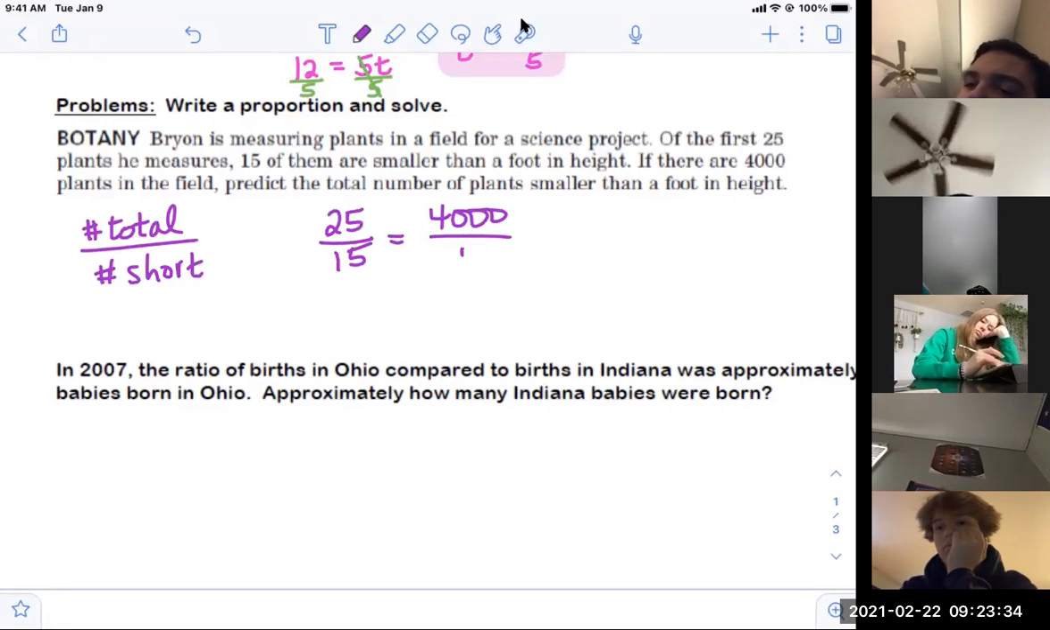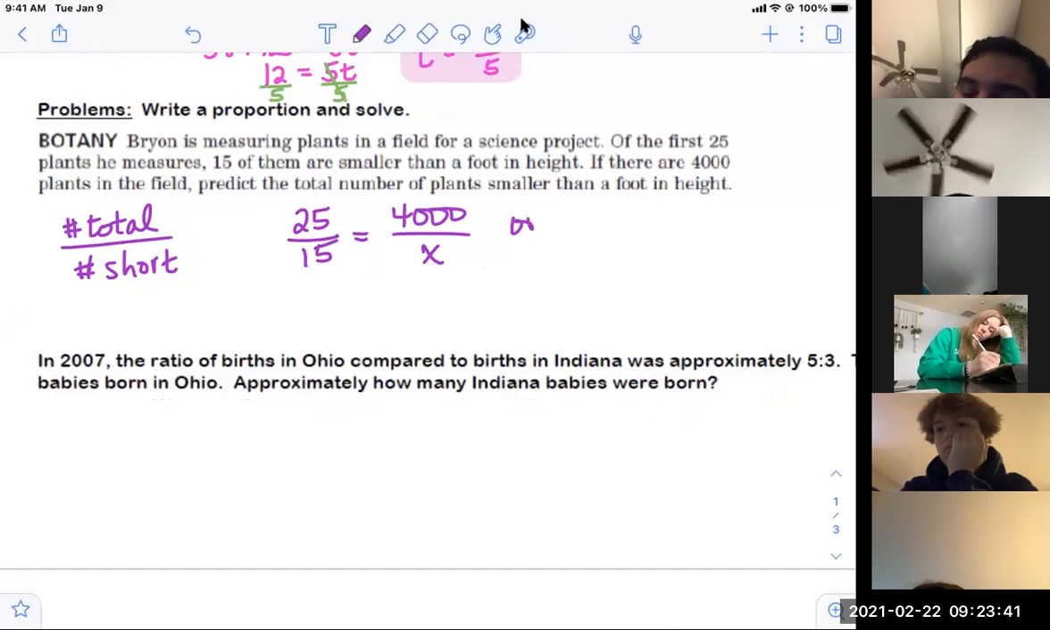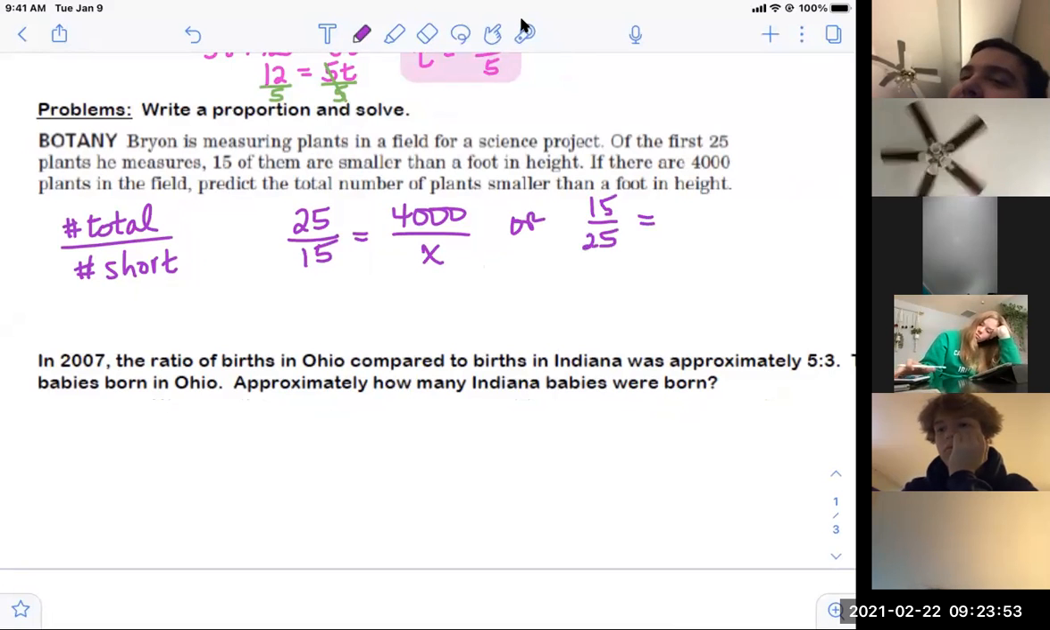So our X is going in the denominator there. Now, are there other ways you could write that proportion? Well, you could do 15 over 25, but on the other side of the proportion, you'd have what? 15 over 25 would equal X over 4,000.